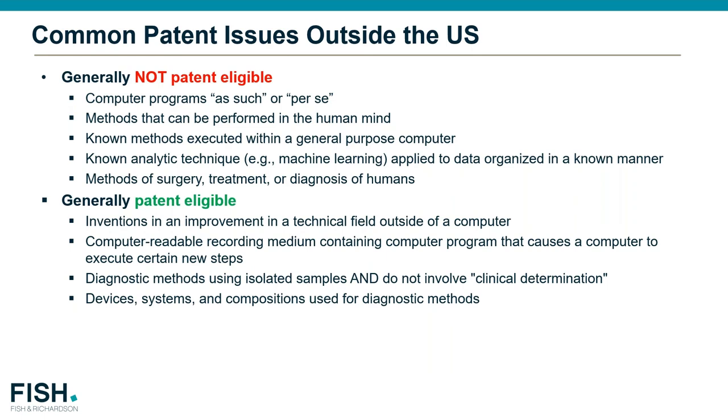And then different from the US, and this is not specific to bioinformatics, methods of surgery, treatment, and diagnosis of humans are generally not permitted. And so you can typically get around that by changing the claim format. Patent eligible, on the other hand, are inventions in an improvement in a technical field outside of the computer, a computer readable recording medium containing a computer program that causes a computer to execute certain new steps, and diagnostic methods using isolated samples that do not involve any kind of clinical determination, because that prohibition generally is in place because they want to protect medical doctors from being sued for patent infringement. And then devices, systems, and compositions that can be used for diagnostic methods are also patentable, even if the methods of treatment or diagnosis are not. Next slide, please.